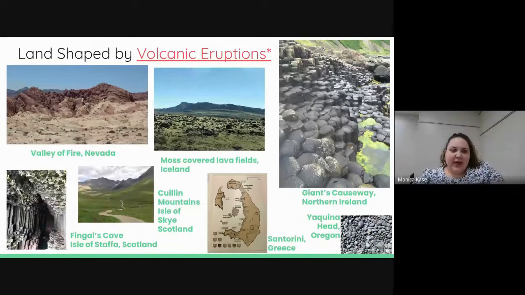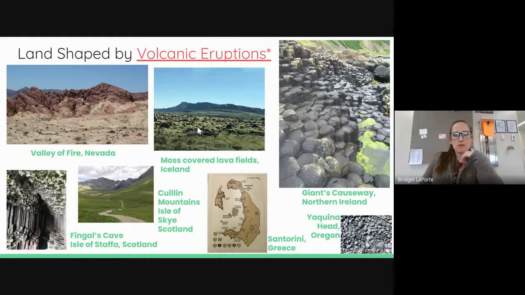All right, and then here we have some of the volcanic eruptions of some of the places that we have actually been to. The one over there on the left is the Valley of Fire in Nevada. And then, do you want to go over the ones in Iceland and Scotland? Sure. You can see a moss covered lava field. Most of Iceland is either covered in some type of lava from volcanic eruption, or it's covered in glaciers, literally the land of fire and ice. But this is a moss covered lava field located in Iceland.